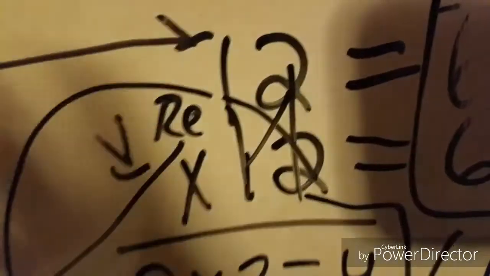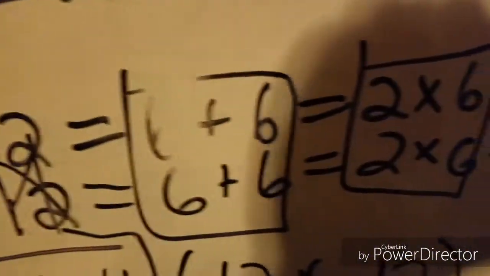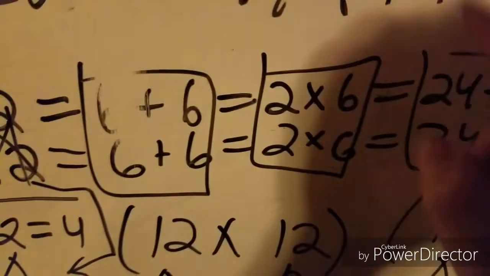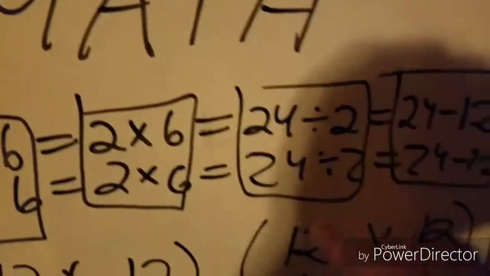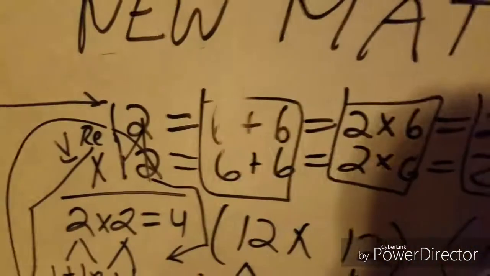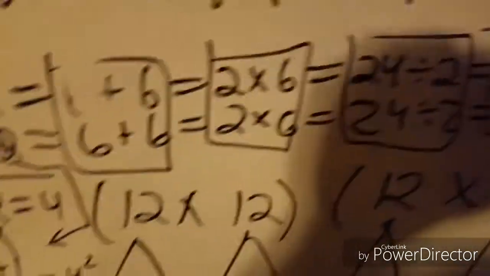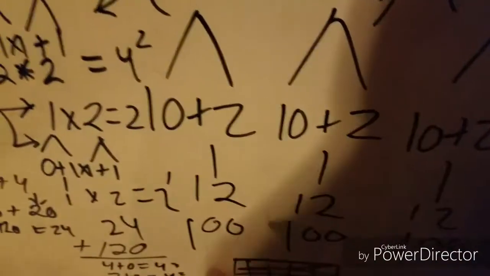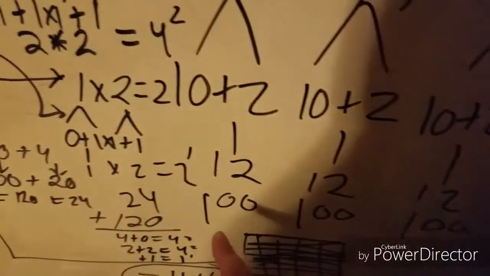Here's the new way. 12 times 12, what does that equal? 6 plus 6, and 6 plus 6, 2 times 6, 2 times 6, 24 divided by 2, 24 minus 12. Box these, and you get 12 for each one. 12 times 12, which also equals 10 plus 2, 10 plus 2. So also equal 12, 12, 12, 12.